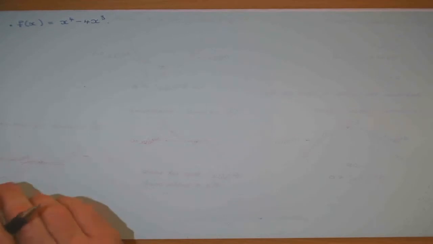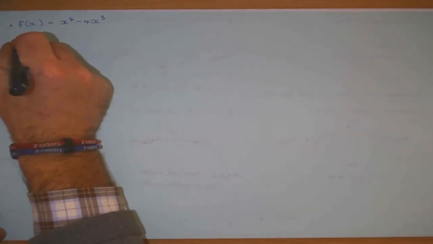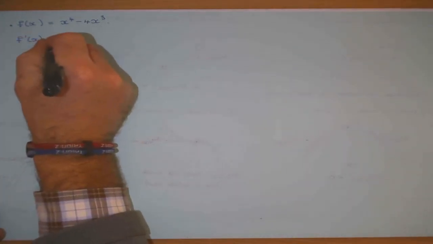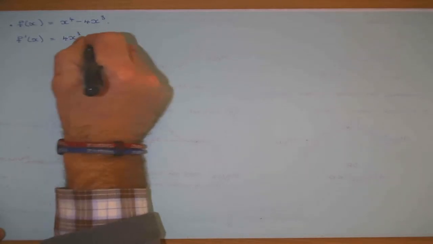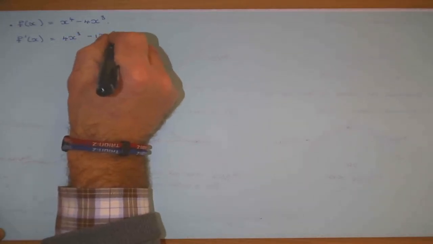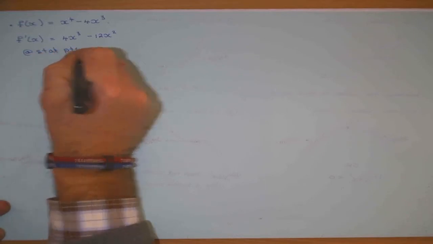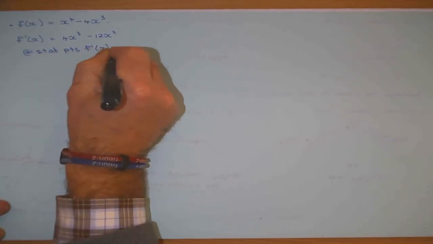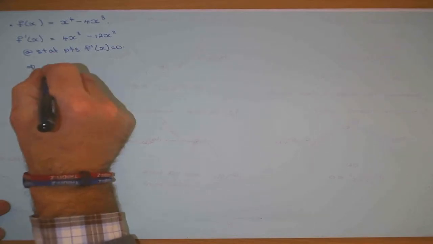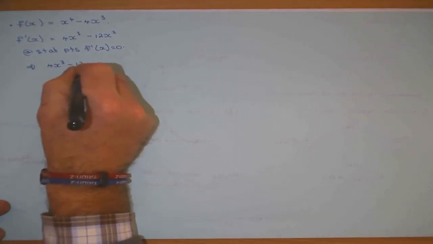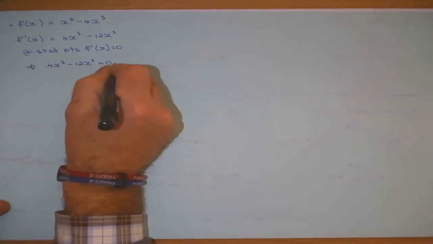Difficulty comes. Alright, so that's f of x. f dash x is equal to 4x cubed minus 12x squared. I know that at the stationary points, f dash of x is equal to 0. That implies that 4x cubed minus 12x squared is equal to 0.